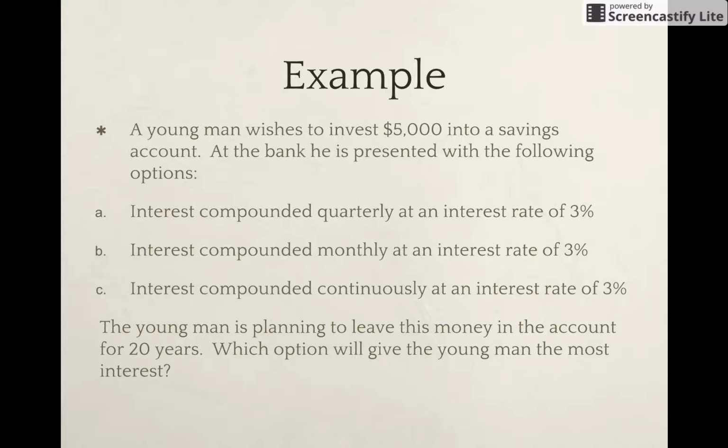Let's take a look at an example here. We have a young man that wishes to invest $5,000 into a savings account. At the bank, he's presented with the following options. Interest compounded quarterly at an interest rate of 3%. Interest compounded monthly at an interest rate of 3%. Or interest compounded continuously at an interest rate of 3%. The young man's planning to invest his money for 20 years. And so he's wanting to know which option will give him the most money in his account after the 20 years.